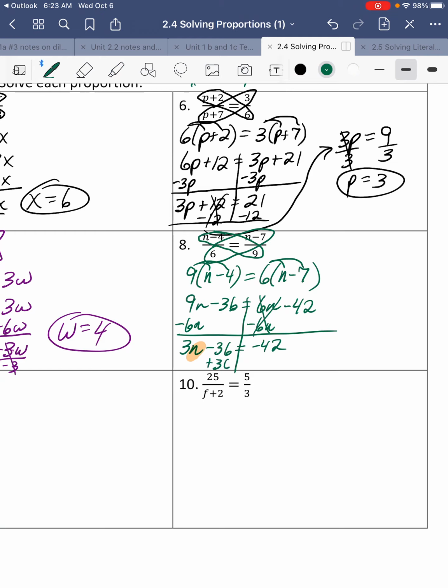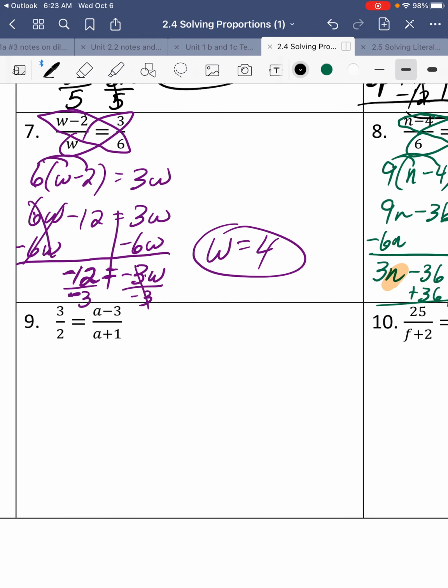So we have subtract 36, so we add 36. We'll come up here. We have 3n left over equals, that's a negative 6. And then we divide by 3, negative divided by positive is a negative. 6 divided by 3 is 2. So negative 2.